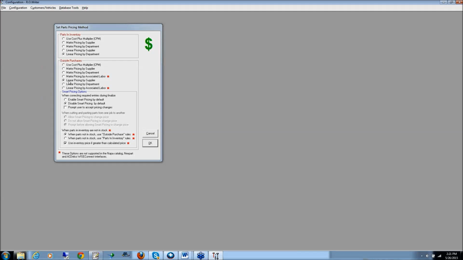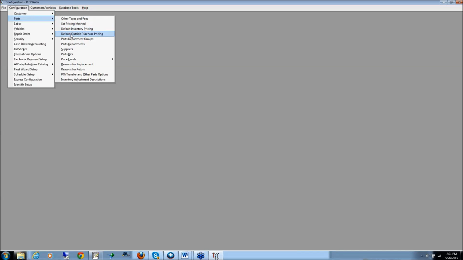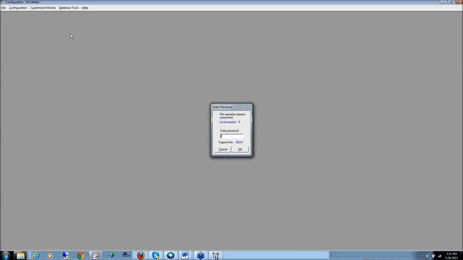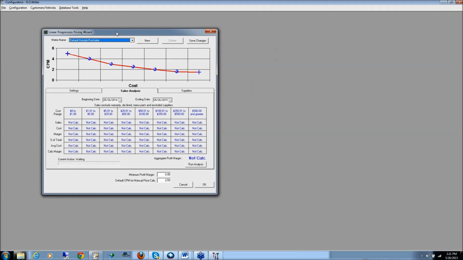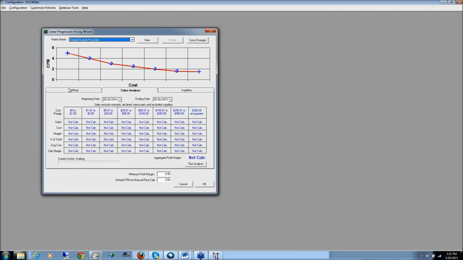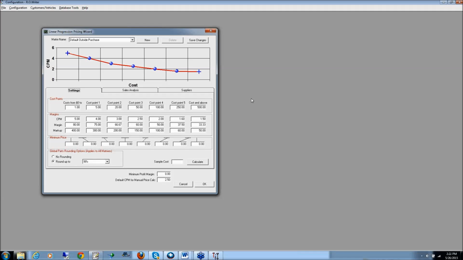Starting with, we've got linear pricing by supplier set for my outside purchases, linear pricing by department set for parts that are in my inventory. As I leave my configuration screen, I'm going to go back underneath configuration, down to parts. We'll go first to our default outside purchase pricing. I'm going to bring up my configuration window, and when I do, it brings up this chart here. Now the tab that we want to start with in our conversation is this first tab that says settings.